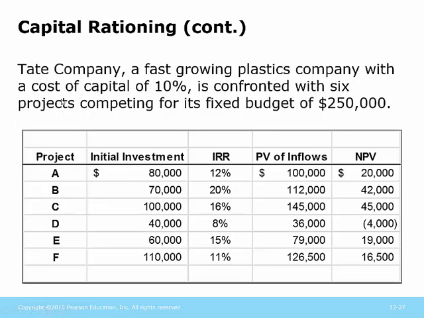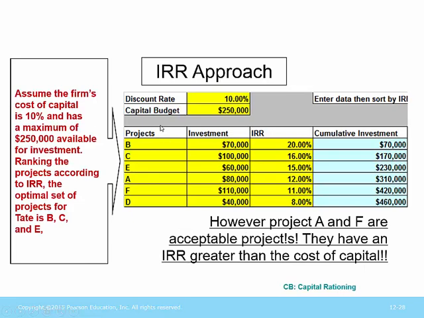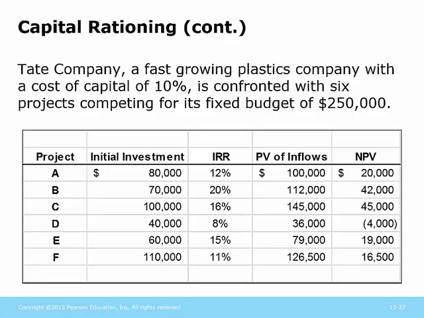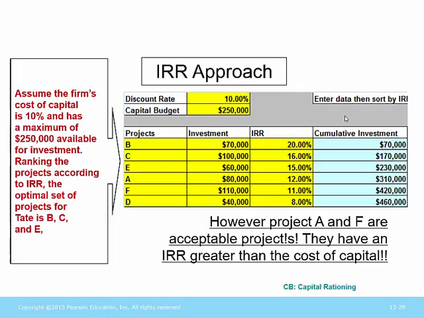So here we have some projects. We have 6 projects. Here are their initial investments, and here's the internal rate of return. We also have the present values of their inflows, so that means we can also calculate the net present value of each project. Again, we're going to start with internal rate of return. We have a cost of capital of 10%, and we have 6 competing projects, but we're only allowed to spend $250,000.